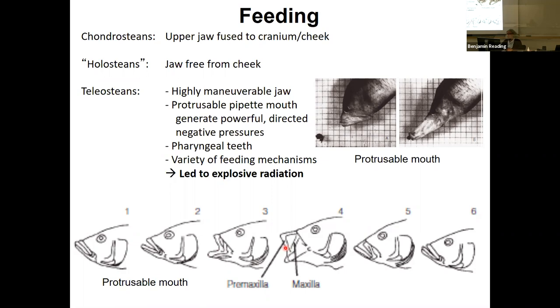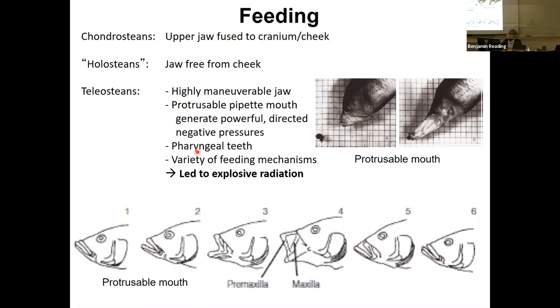Powerful directed negative pressure that is created in the buccal cavity. Look at this fish here. Look how far the mouth of that fish can extend out to eat that insect. It can extend out a considerable amount. That's what we say protrusible. And at the same time, it's creating a vacuum suction pressure.